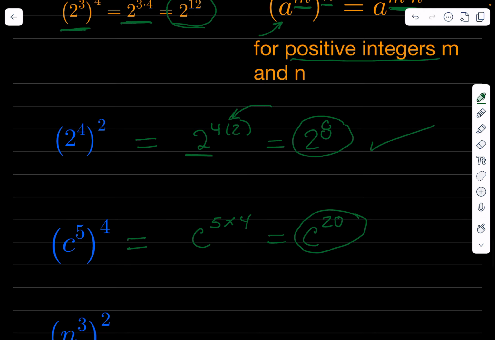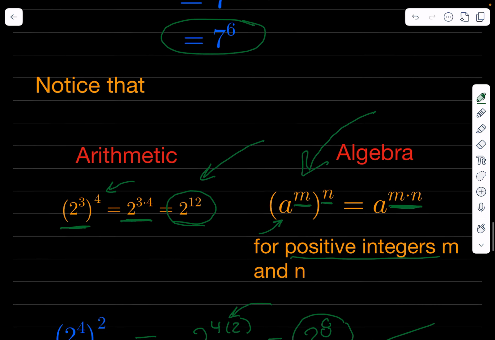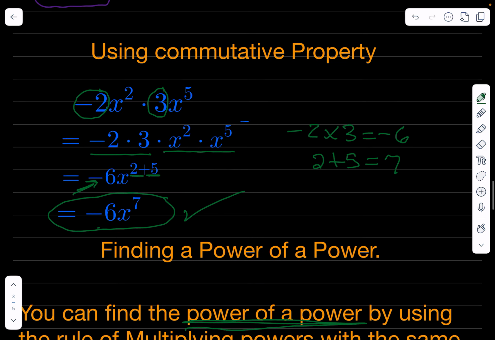Quick check of my arithmetic. I've got a 5, I've got a 4. 5 times 4 is 20. I feel good about my answer. So those are two properties. We've looked at the power to a power rule and multiplying powers.